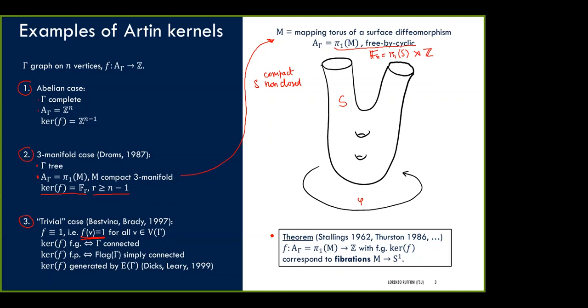What they proved in this case is that the finiteness properties of the kernel can be detected by the topological properties of the graph. For instance, they proved that the kernel is finitely generated if and only if the graph is connected, and that the kernel is finitely presented if and only if the flag complex generated by the graph is simply connected. So again, this is another class of groups that happen to be Artin kernels, due to Bestvin and Brady. And in my talk, I'm going to be considering general Artin kernels, given by any possible map from the vertices to Z, and from various classes of graphs.